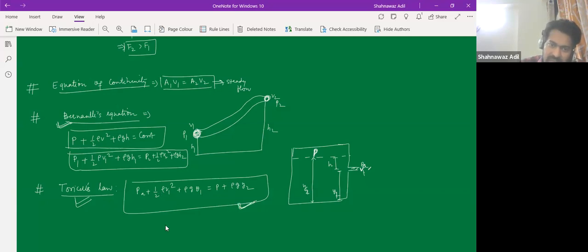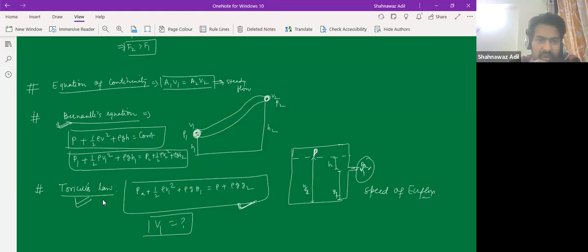And from this relation, you can calculate V1. So you will get the speed of efflux that you calculate. So that is called Torricelli's law. So the speed of efflux is given by Torricelli's law. Whatever you guys have written, please tell.